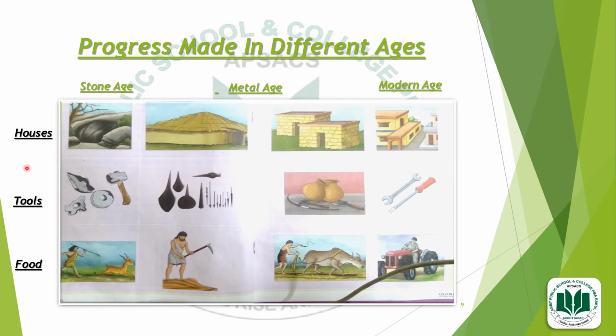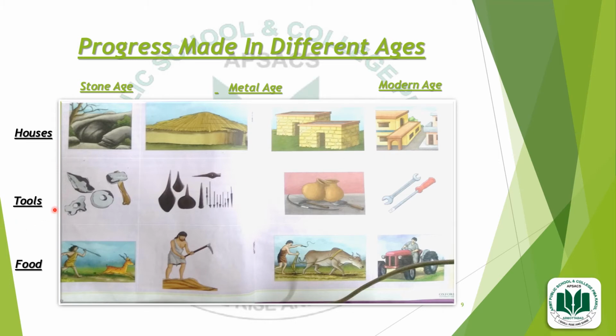Students, humans lived in caves in Stone Age. They didn't have any proper shelter system at that time. But with the passage of time, in Metal Age, humans tried to build their houses with different metals. And in modern age, we have the latest form or the advanced living style of humans.